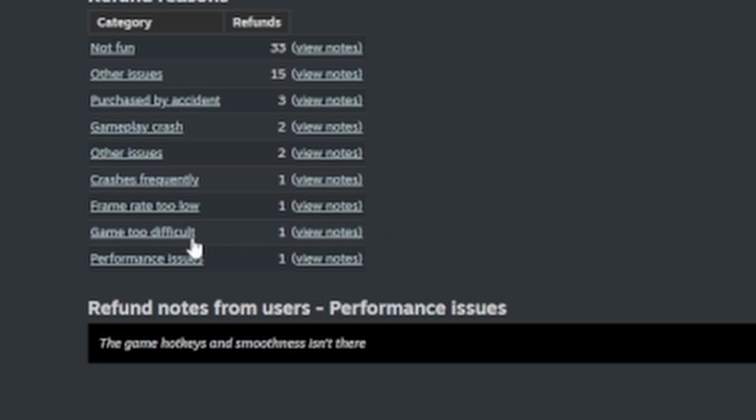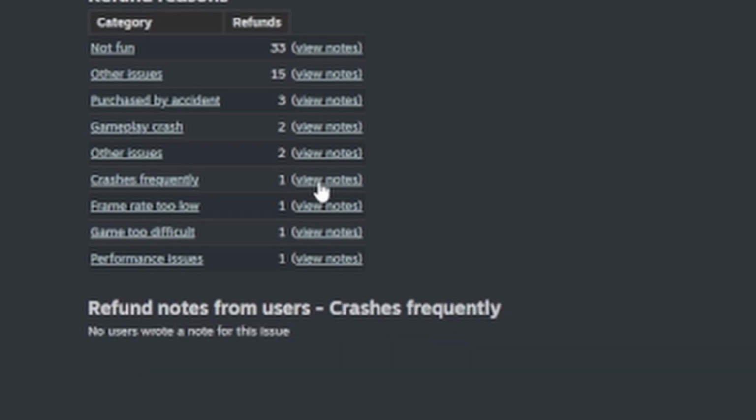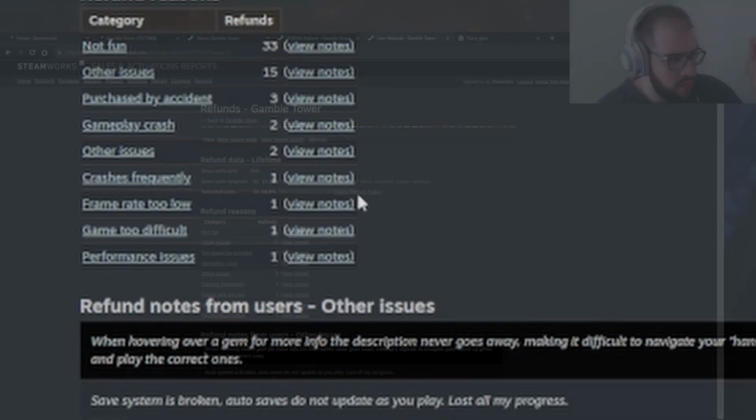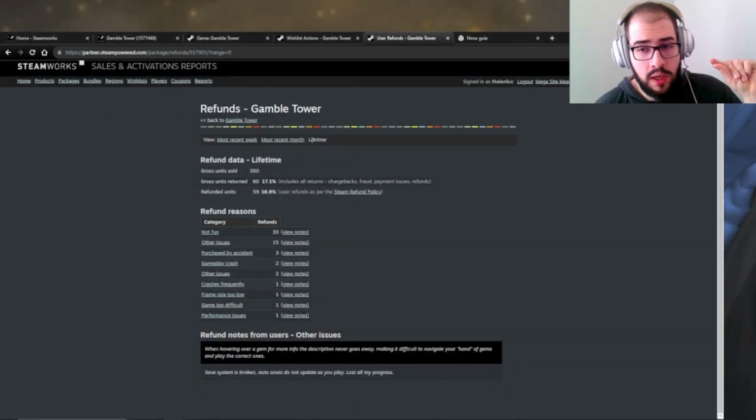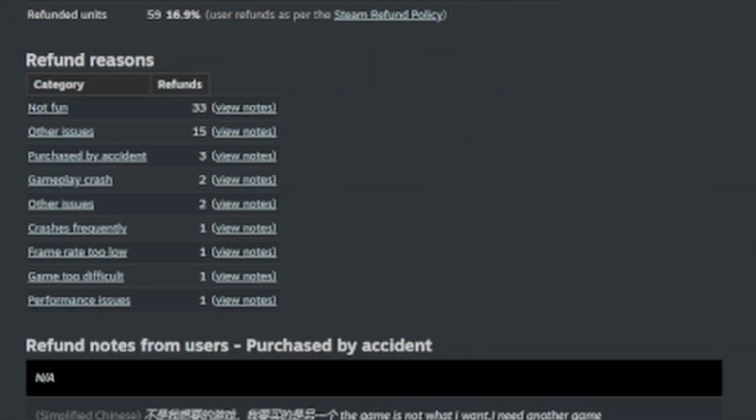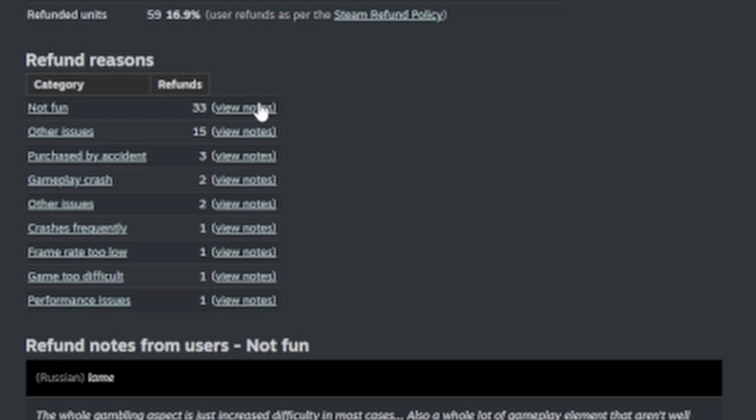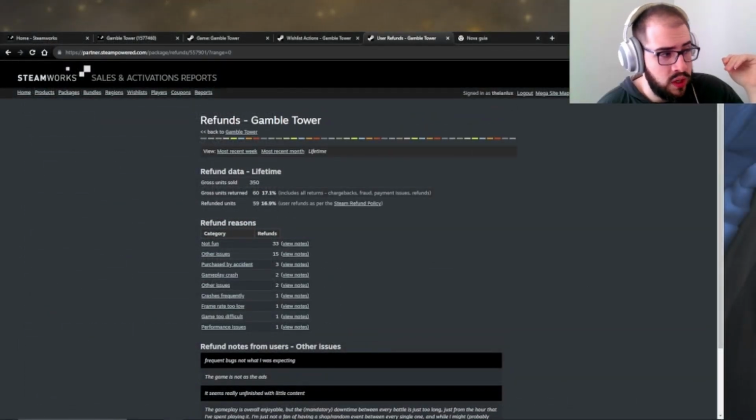People find the game too difficult, people think the frame rate is too low on their PC. It crashes frequently, so for some people maybe it's some sort of issue. We can see notes if people left notes here. There might be other issues. Sometimes if there's a small issue that people experience, and it wasn't at the very beginning of the playthrough, they will refund the game because, hey, this game is broken, I'm not gonna play it anymore. Even if we fix that in the very next hotfix. And people sometimes just don't want this type of game, people don't find it fun, people have different expectations when it comes to your game.